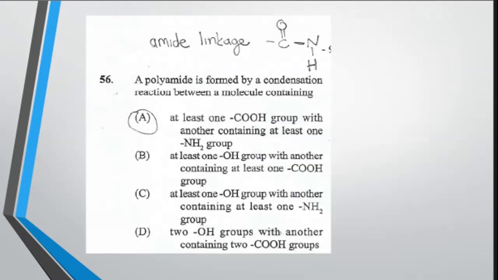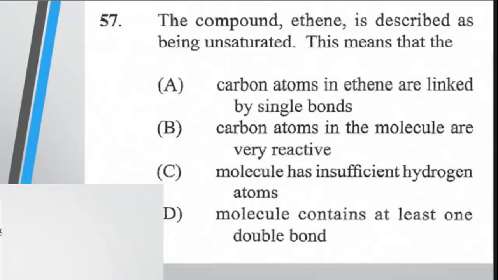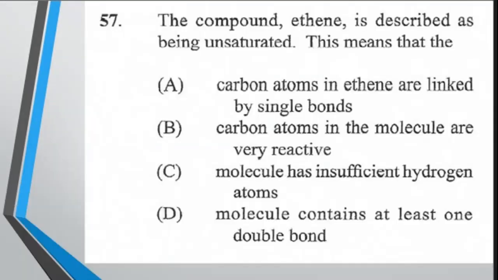All right. Next question. 57. 4 more questions, people. The compound ethene is described as being unsaturated. This means that the carbon atoms in ethene are linked by single bonds? No. Unsaturated doesn't mean single bonds.